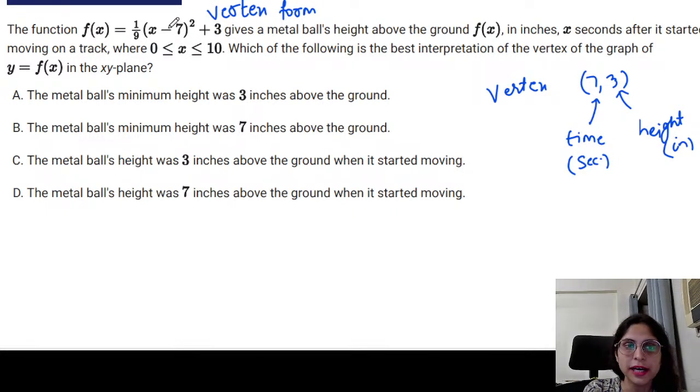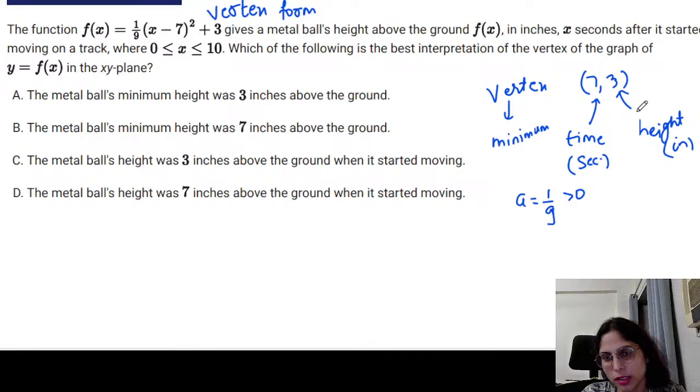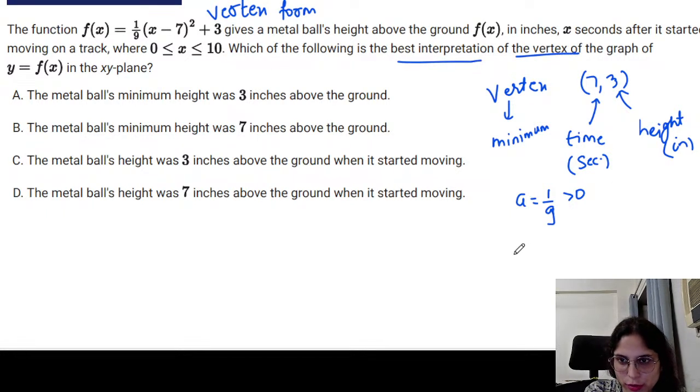And now you look at the value of a to identify whether the vertex is a minimum or maximum. a is 1/9, that is positive. So that means the vertex is going to be a minimum. So the minimum height is 3 inches and it is occurring at 7 seconds. Now they are asking which of the following is the best interpretation of the vertex. So like I told you, minimum height, 3 inches after 7 seconds.